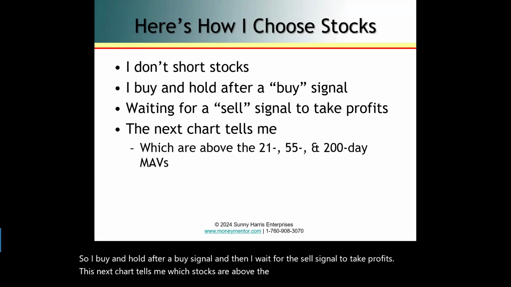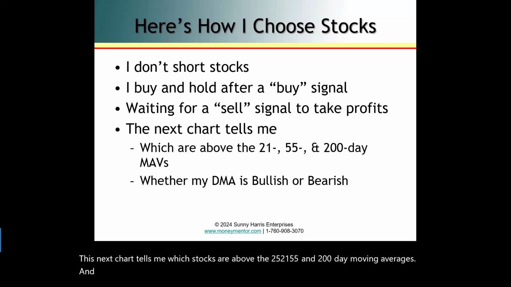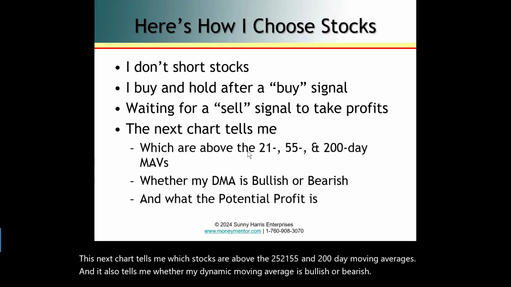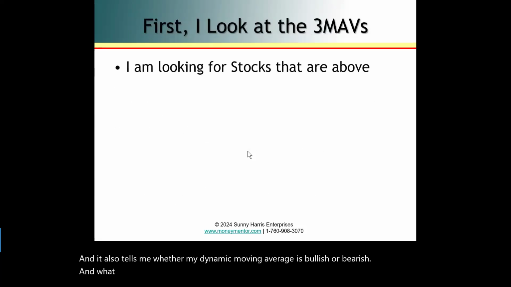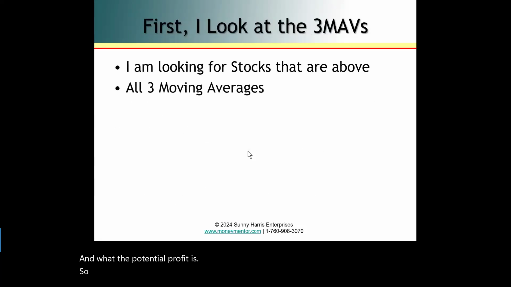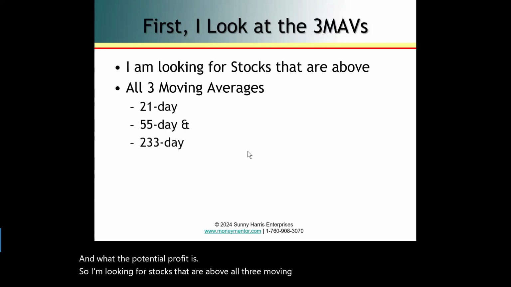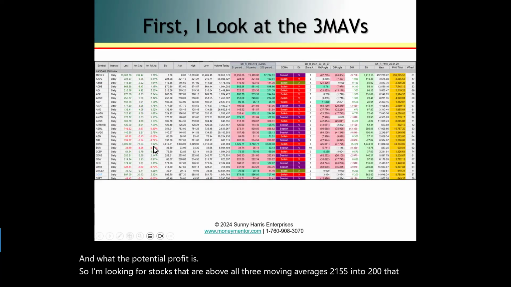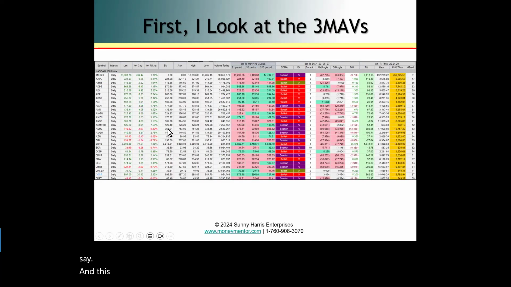This next chart tells me which stocks are above the 21, 55, and 200-day moving averages. And it also tells me whether my dynamic moving average is bullish or bearish and what the potential profit is. So I'm looking for stocks that are above all three moving averages, 21, 55, and 200. And this is the radar screen on TradeStation.